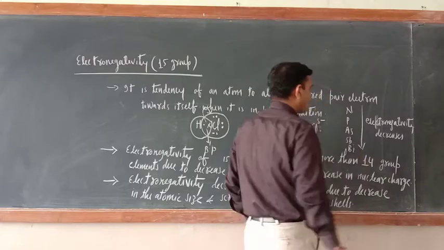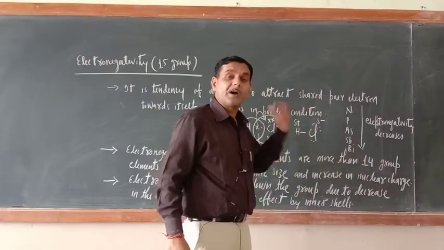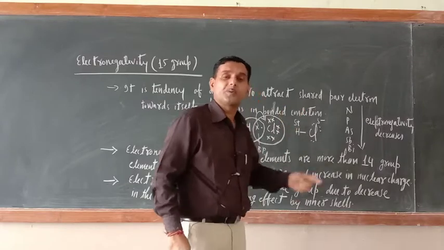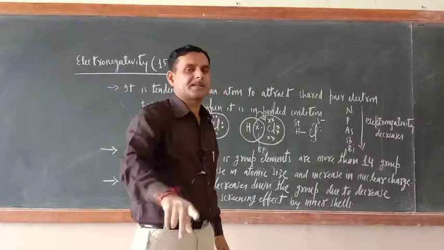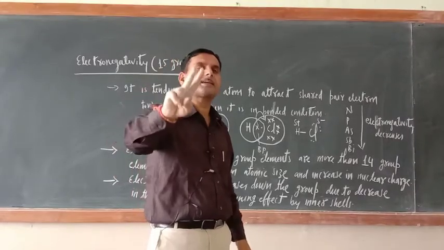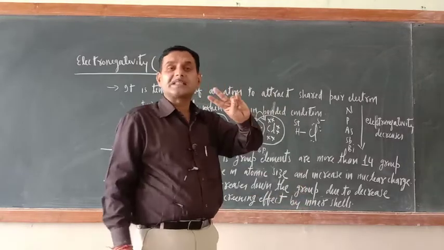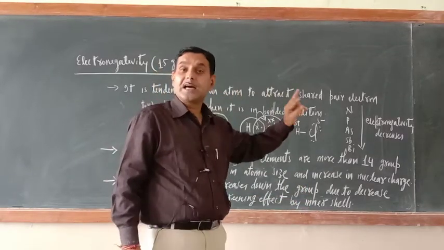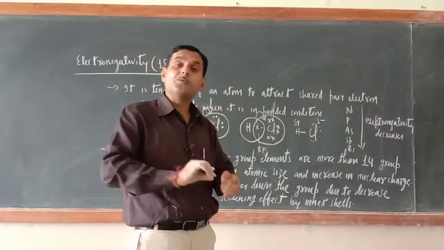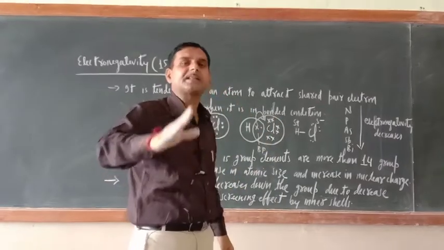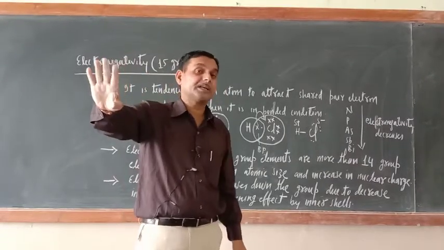Since electronegativity decreases down the group, some reason should be there. Already I told you that electronegativity depends on two factors. Number one is atomic size, second one is nuclear charge. Down the group, what is happening? Atomic size increases, nuclear charge decreases. Actually the nuclear charge is not decreased, it is screened by the inner shells. Down the group you can't say that nuclear charge is decreasing.